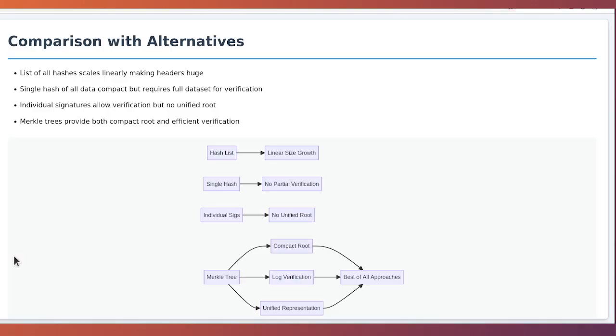A third approach is using signatures or checksums on individual data blocks without a tree structure. This allows verification of individual blocks but does not provide a single root hash representing the entire dataset.